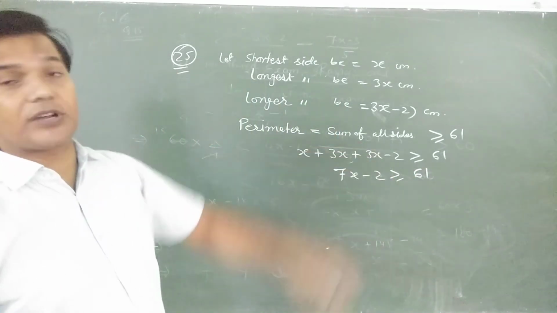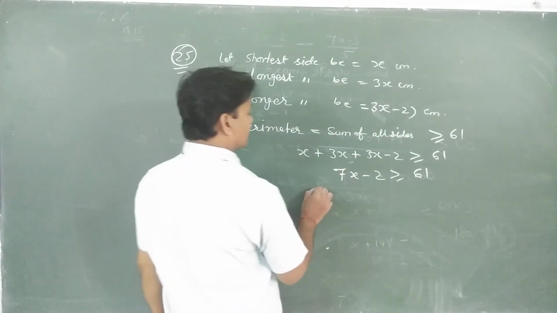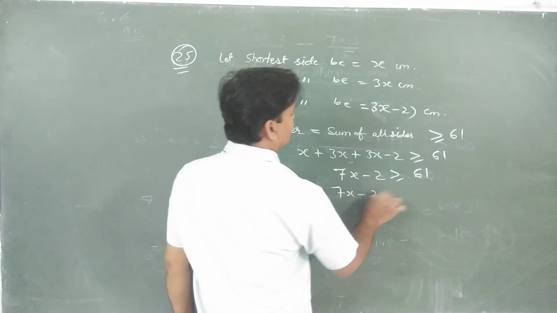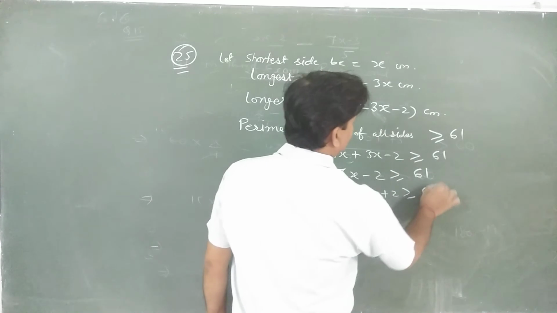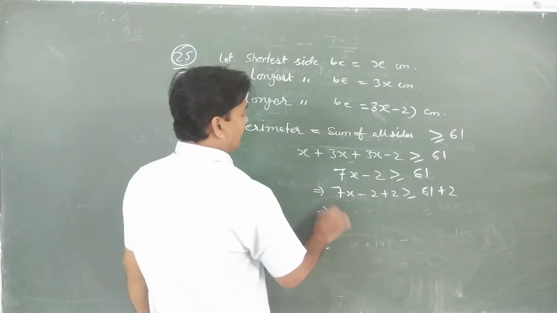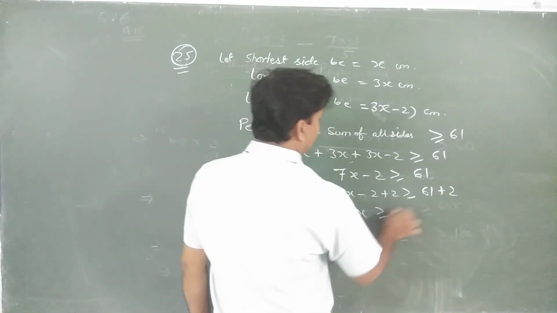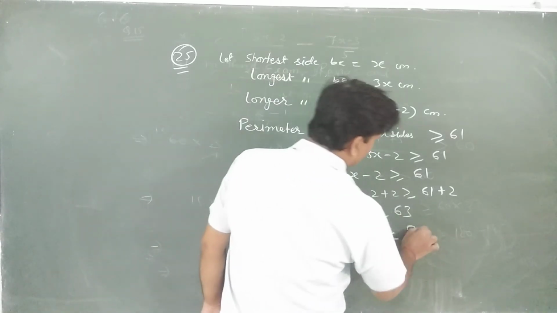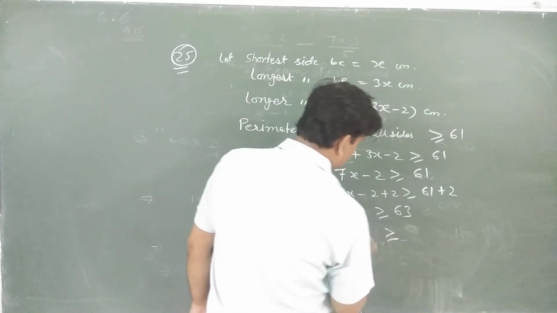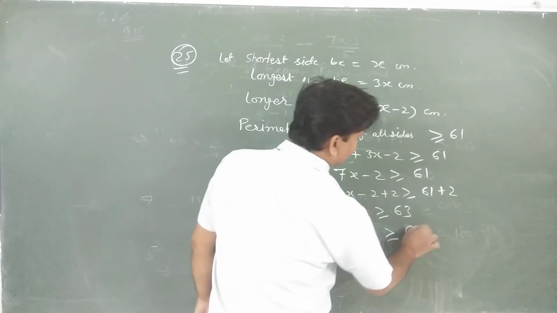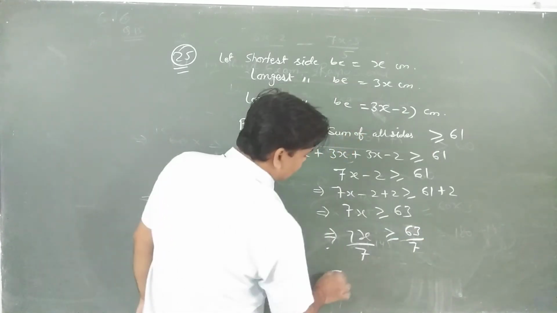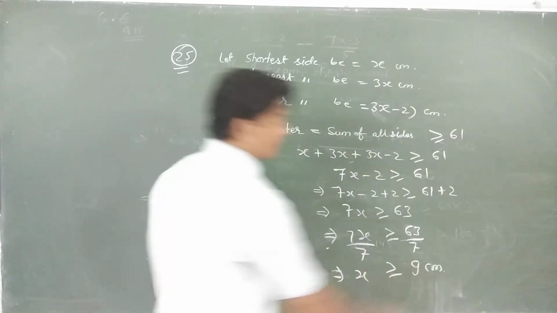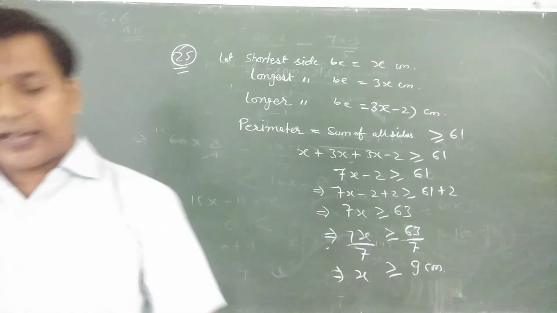Shifting this minus 2 to the other side, for that adding 2: 7x minus 2 plus 2 and 61 plus 2. So here 7x is greater than or equal to 63. So x is 9. 7x upon 7, 63 upon 7, that is x is greater than or equal to 9 centimeter. So the shortest side is 9 here.